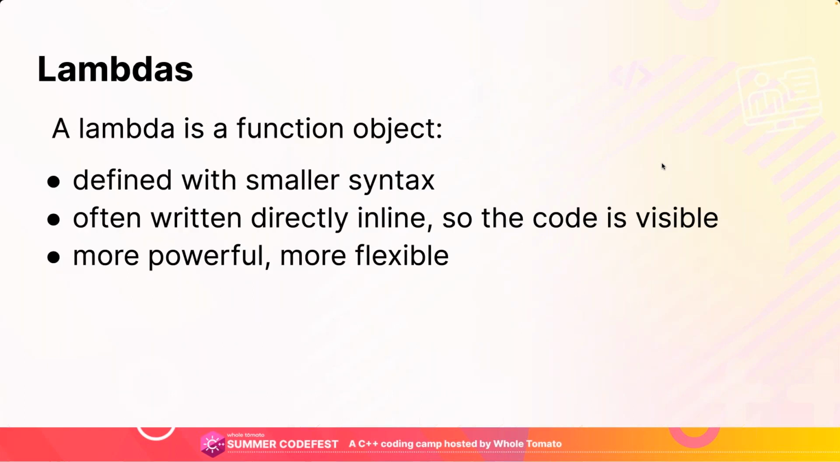So with that, onto lambdas. Now, a lambda is also a function object, but it's defined with smaller syntax. And it's almost always written directly in line. And on the rare cases it's not, it's almost always defined very close to where it's used. And there's another 1% where it's defined somewhere else, but usually written in line, or at least so the code is visible. And they're more powerful and more flexible than functors.